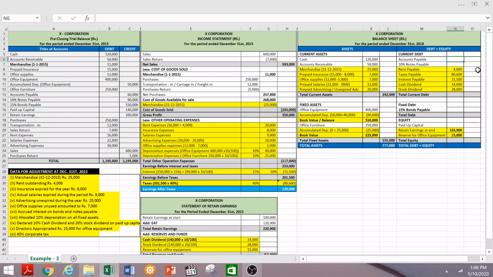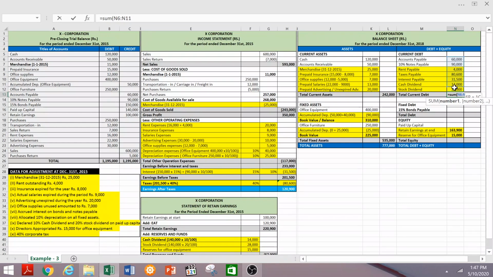The amount of accounts payable from the trial balance, which is equal to 60,000. Then the amount of notes payable, remember notes payable is also a current liability. The 10% notes payable is given in the trial balance, which is equal to 90,000. Remember one thing, we have also calculated the amount of interest on notes payable, and already mentioned in our current liability the amount of interest. So now I am making total of all the current debt.